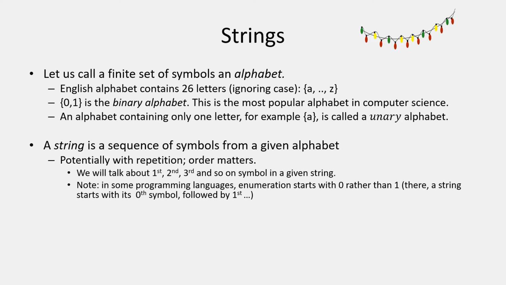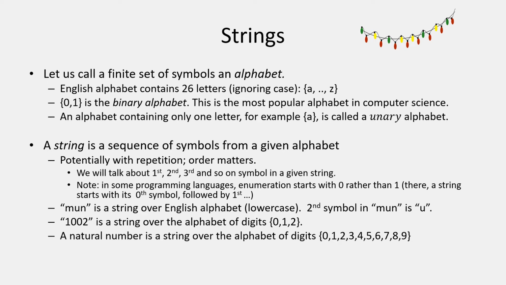So when we talk about a string, we will talk about its first symbol, second symbol, third symbol, and so on. And the two strings are the same if their first symbol is the same, second symbol is the same, and so on for all of the symbols in the string. By the way, here we probably will be talking about first symbol, second symbol, but in some programming languages, the enumeration starts with zero, so you will be talking about zeroth symbol, then first symbol, and so on. Hopefully it will be clear in every case whether we mean 1, 2, 3 or 0, 1, 2 in the string.